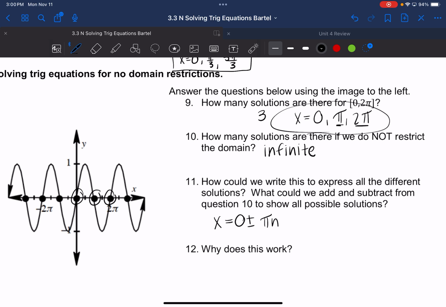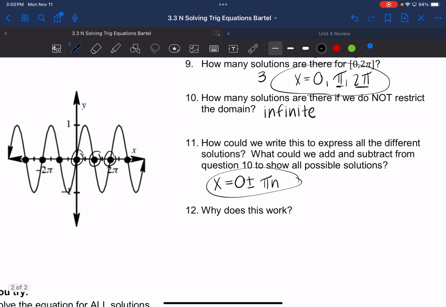So in this particular case, it does occur every pi, okay? But how long is our period? It's 2 pi. So if I needed to skip any, then I'd have to say plus or minus 2 pi, right? But for us, in this instance, it repeats itself every pi. So I can just use pi.